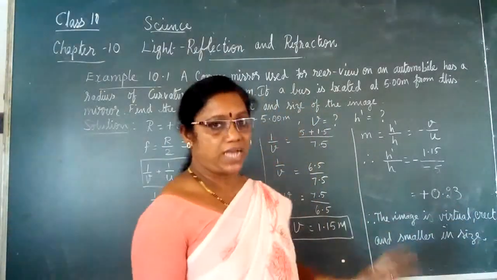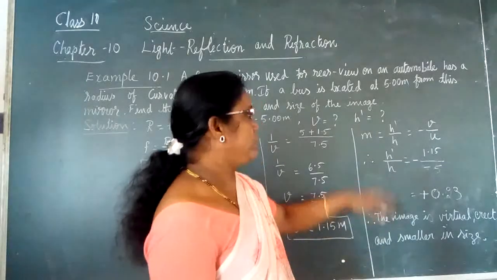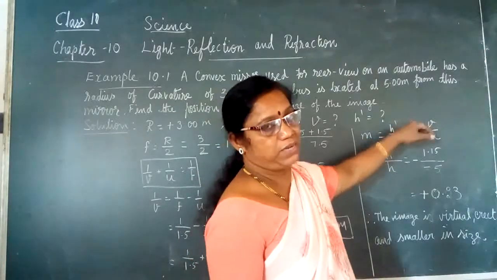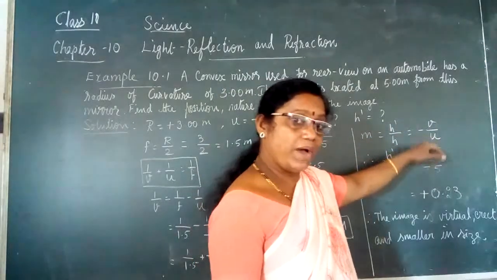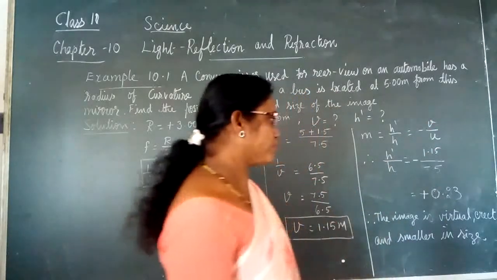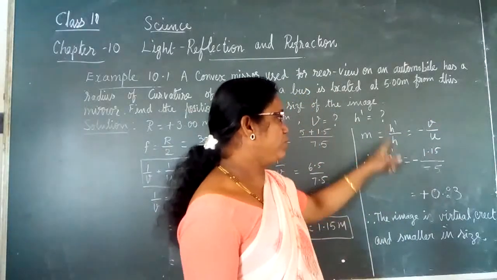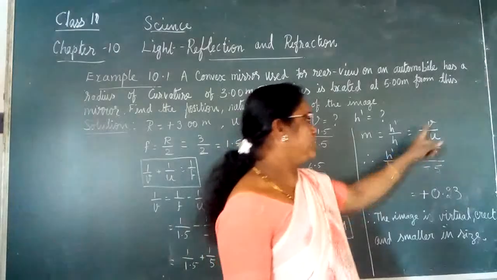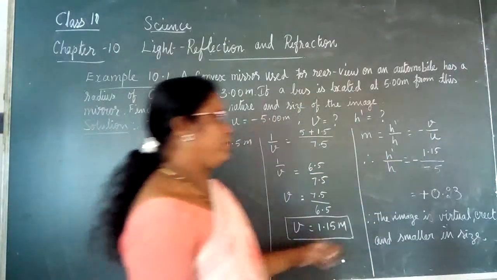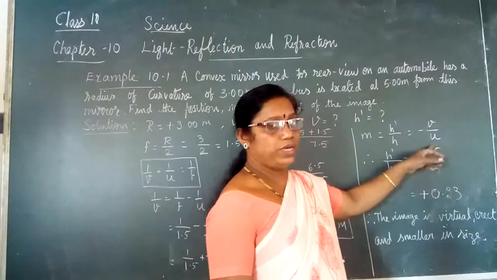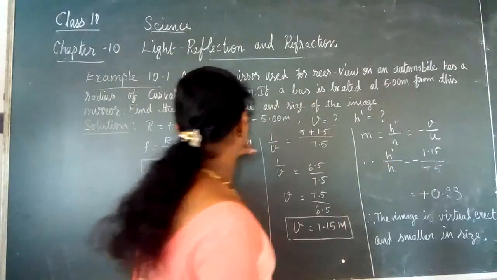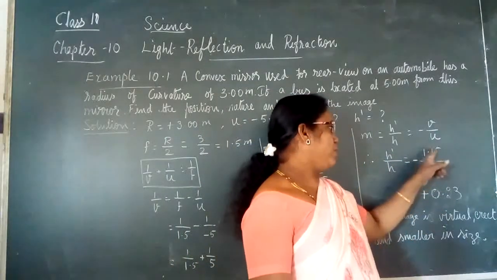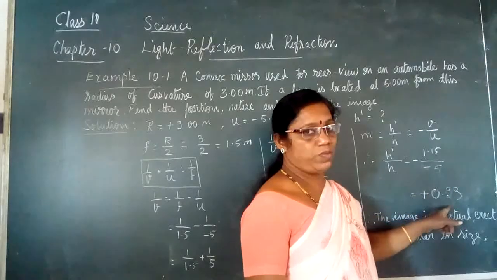Next, we have to find the size of the image. For that, we need magnification. What is magnification? M is equal to h dash by h, that is equal to minus of v by u. So h dash, we don't know both the values. So h dash by h is equal to minus of, what is v? It is 1.15 divided by u is minus 5. Here we got u as minus 5. Hence, minus of minus becomes plus. 1.15 divided by 5 gives you 0.23.